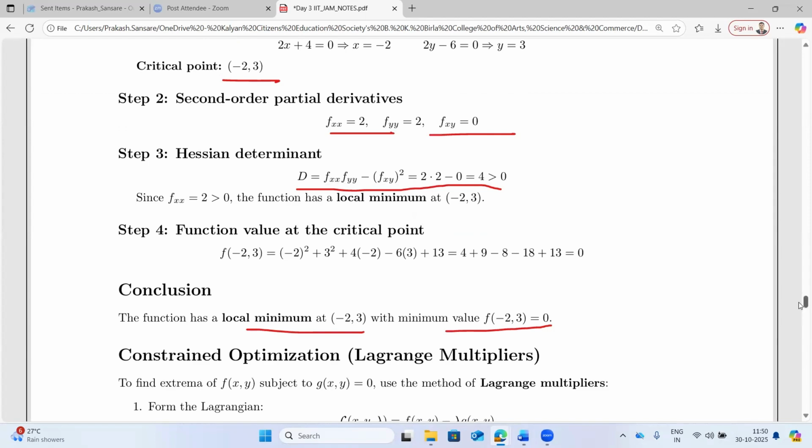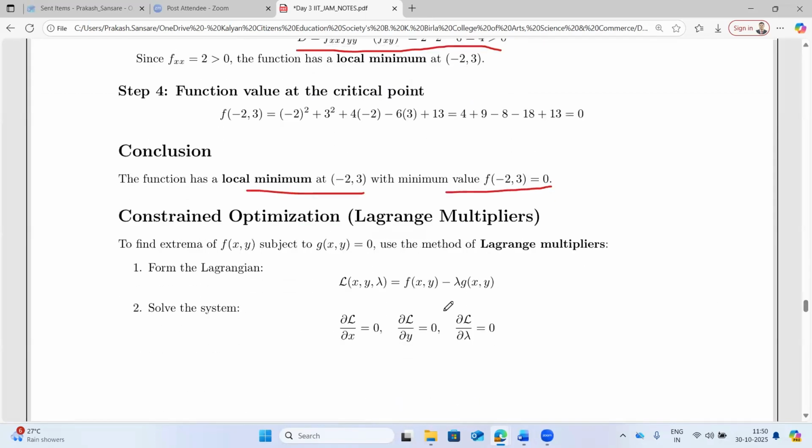Right. Now we'll move towards the Lagrange multiplier. So is this okay? I just want to confirm from somebody. Are you with me? Yeah, participants. Yes, sir. Yeah, thank you so much.